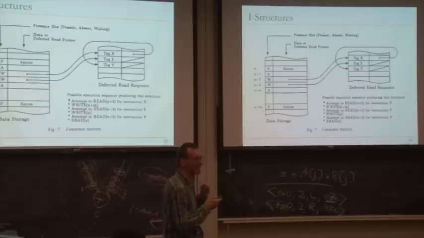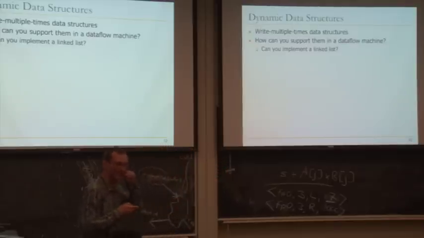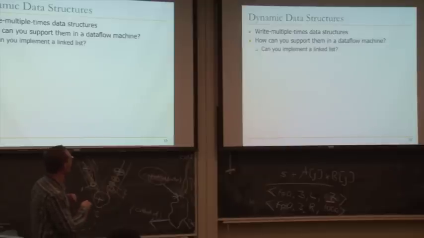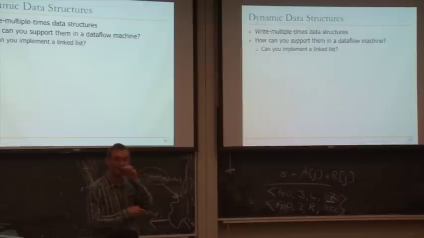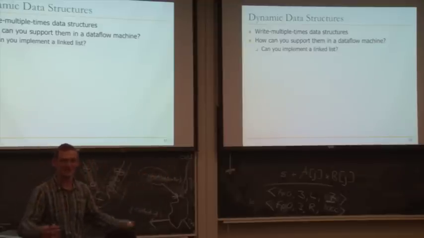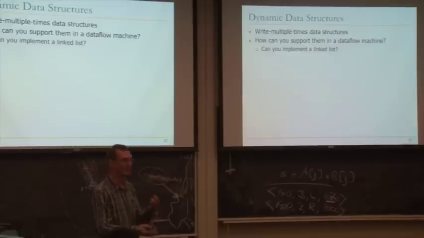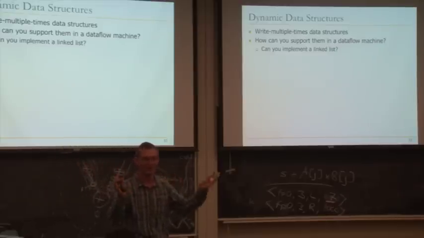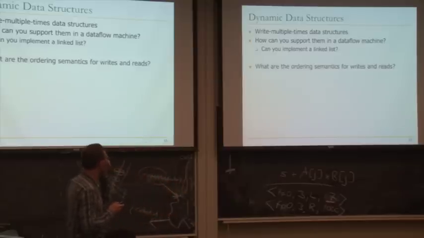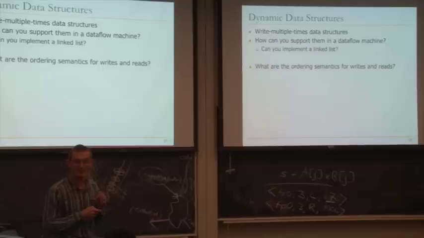There's no ordering that specifies how these should execute. And you need to stretch your mind and maybe find solutions to this problem. Yeah, how can you support them in a Dataflow machine? Can you implement a linked list? Or how can you implement a linked list? This is perhaps a more difficult problem than multi-threaded programming, right? In multi-threaded programming, somehow you have threads, and they're modifying the same data structure, and you somehow need to synchronize between them. Now, you don't even have threads. All you have is data-driven execution. So what are the ordering semantics for writes and reads?